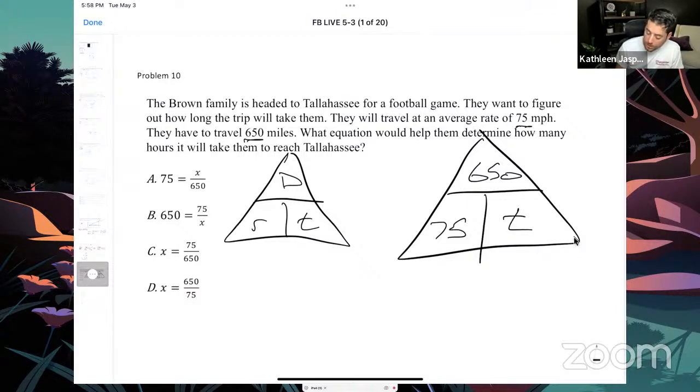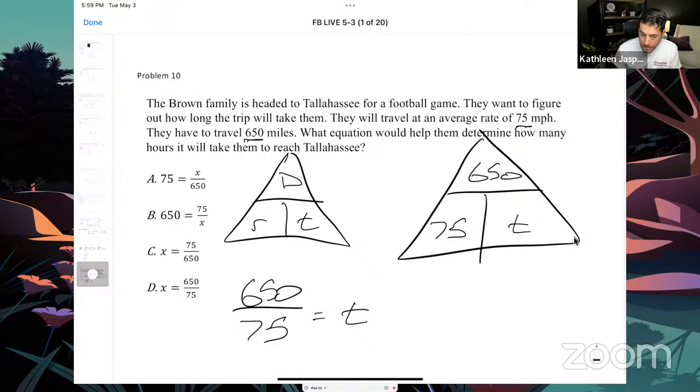I want you to now look at the values. Where are the two values? Because you always need 2 out of the 3 values. In this case, because I don't have time, I'm going to erase it. Look at the 650 and the 75. So the 650 is on top. 650 is on top, 75 is on bottom. Now I know if I do 650 divided by 75, I will get the amount of time it takes to go on this trip to Tallahassee. And that's it. I don't need to solve it.